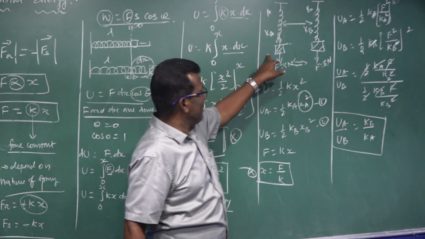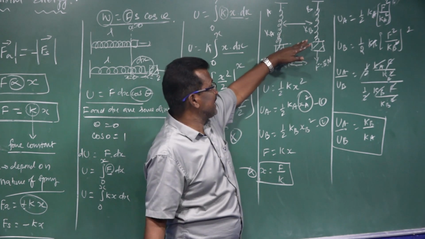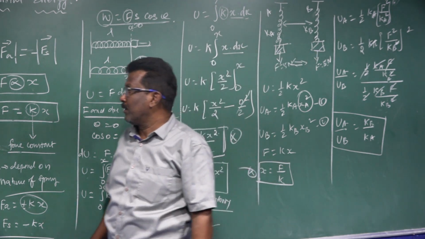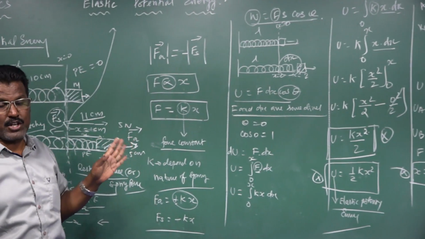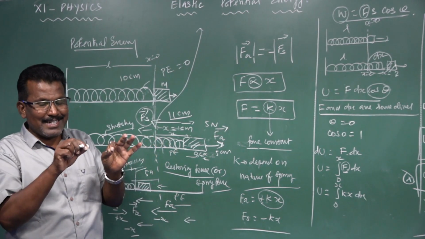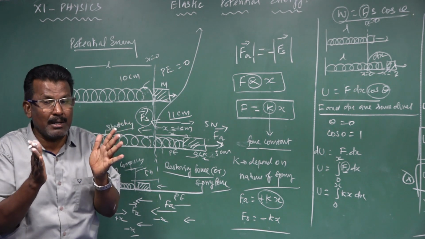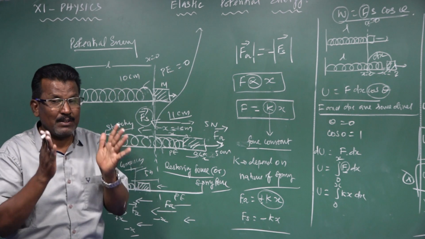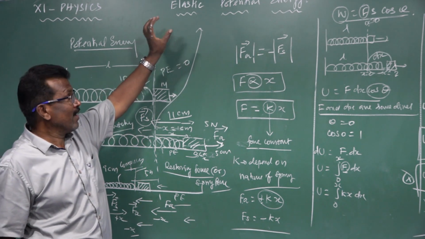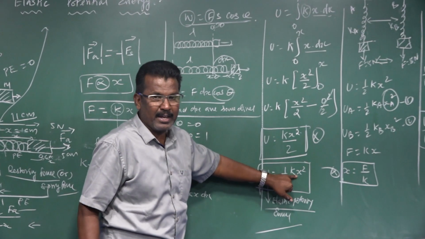If both are made of the same material and the same force is applied, there is no difference in the work done. If the K value is different, the work done may change. So in this class, we have seen energy stored in any elastic material. When a force is applied on the body, whether stretching or compressing, the body is deformed, and some energy is stored in the body. That energy is called elastic potential energy, calculated using the formula U is equal to half K X square.